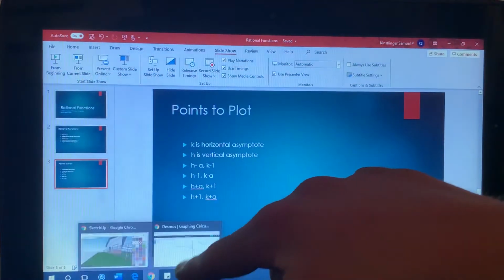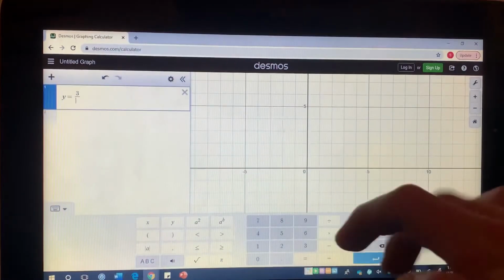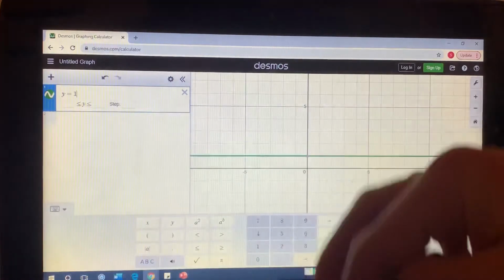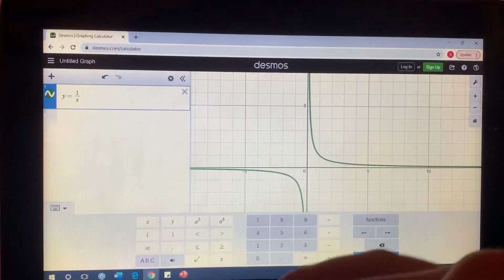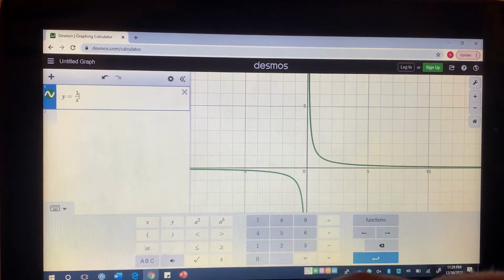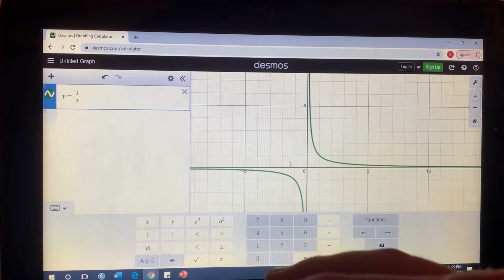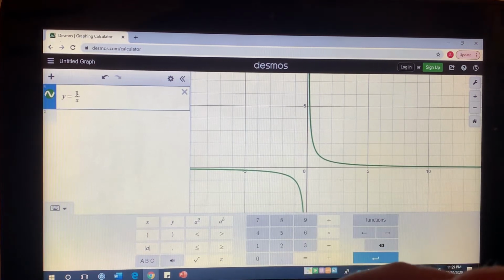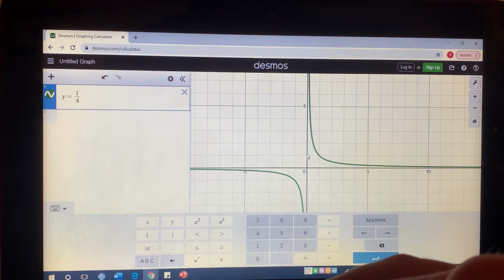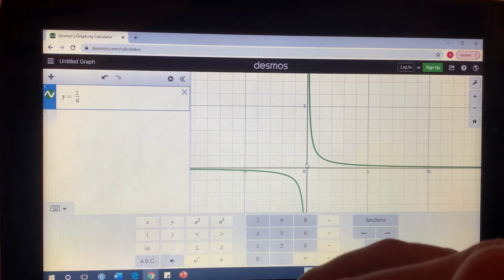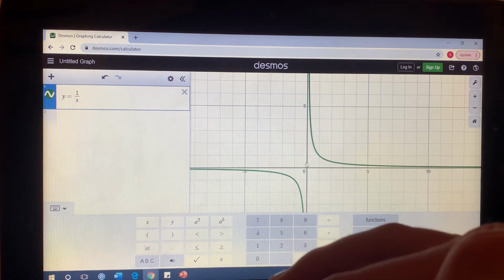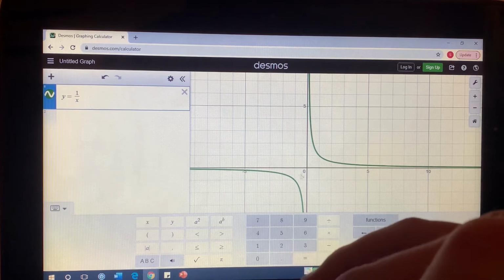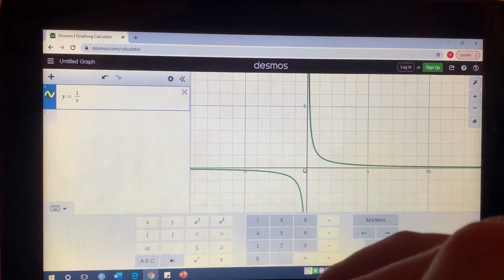Let's try this. Let's just try the starter, 1 over x. Now we see we have just 0, 0. So our a value is 1, and so we just go 1 over, 1 up, a value over. A value over, 1 up. 1 over, a value down, a value down, 1 over.